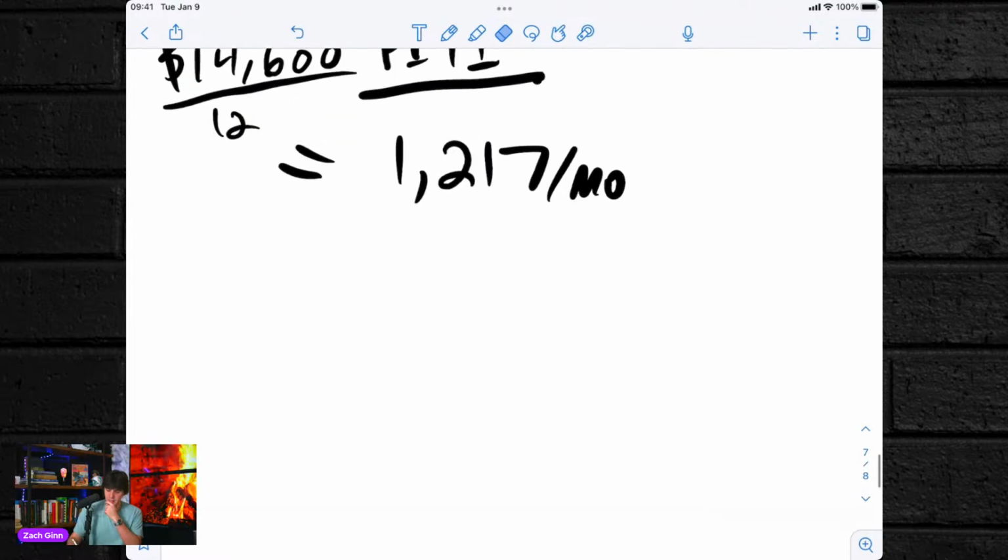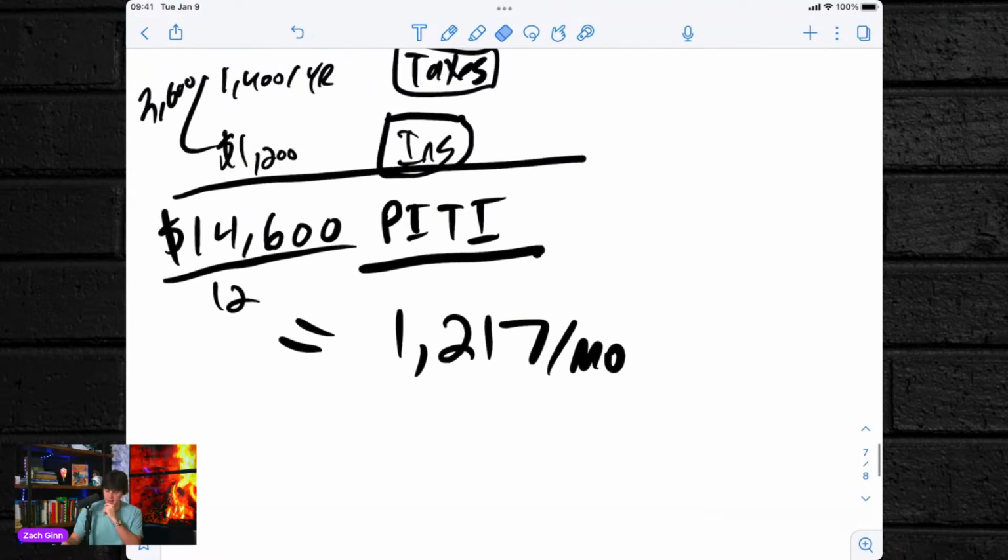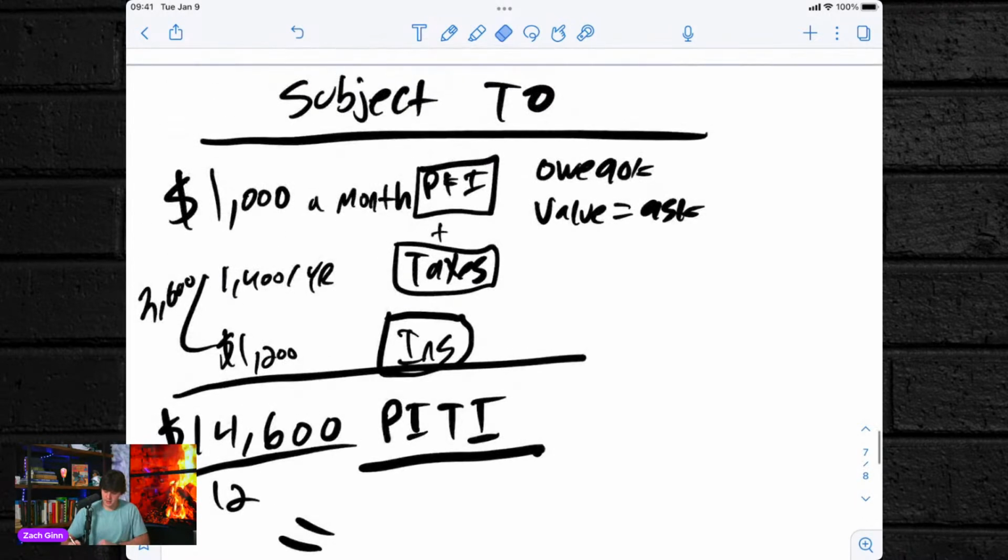So if I figure out my PITI is that a month, 1260, what is it? 1460, 1217. Oh my gosh, it looks terrible. All right. So let's just make this simple.